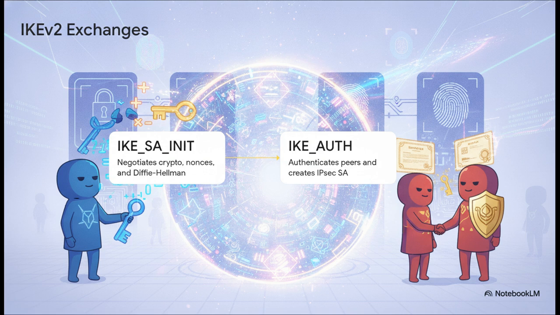Then, messages 3 and 4 make up the IKE_AUTH exchange. This is where the peers authenticate those identities they established in Step 1, usually using certificates or pre-shared keys. But here is the absolute genius part. While they are authenticating, they are simultaneously negotiating the parameters for the actual data tunnel.